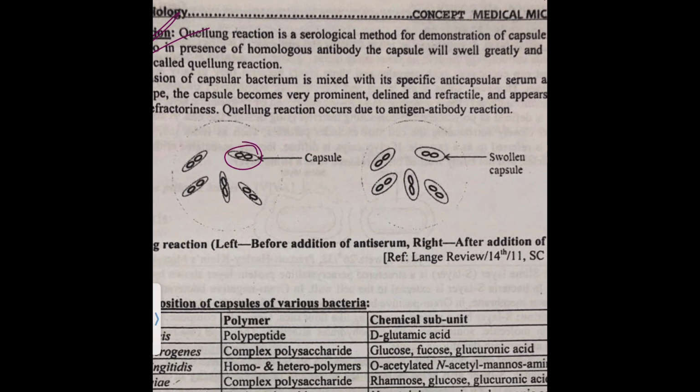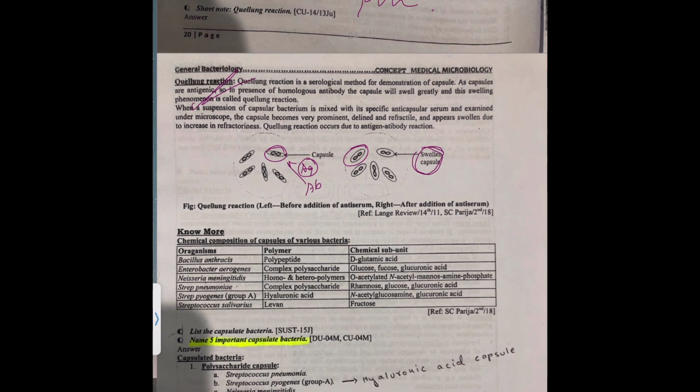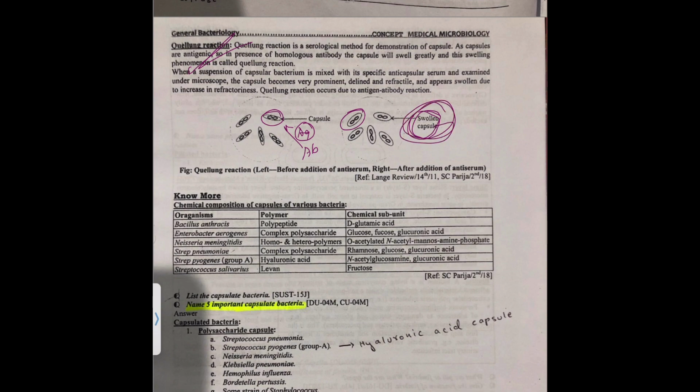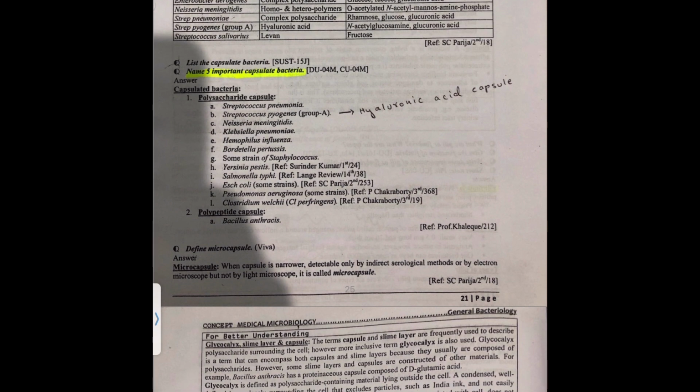Now what is Quellung reaction? You see the capsule here and you see the capsule here. Is the capsule swollen up? Yes. Why? Because when we give antibody, it got bound to the antigen, and the antigen antibody, it got swollen up. Okay, the capsule got swollen up because of the reaction. And this reaction is very important in identification of capsule or capsulated organisms. Capsules are antigenic, so in the presence of homologous antibody, the capsule will swell up greatly, and this swelling phenomenon is known as Quellung reaction. Clear?